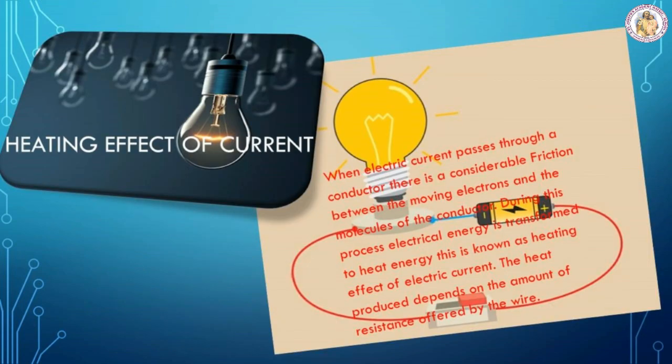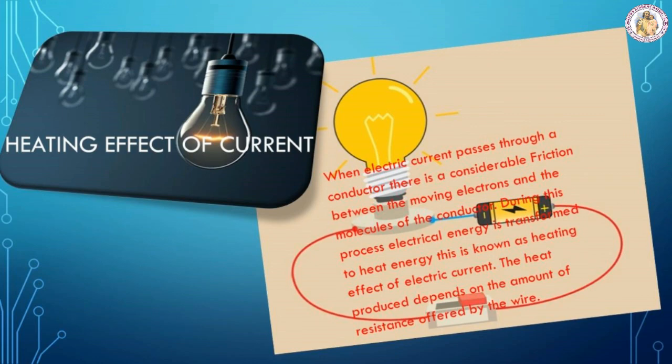Heating effect of current. We are going to do an activity to know the heating effect of current. For that we need a battery, a bulb, a switch and a few connecting wires. Using them we are going to make an electric circuit as shown in the figure. First we are going to keep the switch in the off position. Does the bulb glow? No. Now we are going to move the switch to the on position and let the bulb glow for a minute or so.